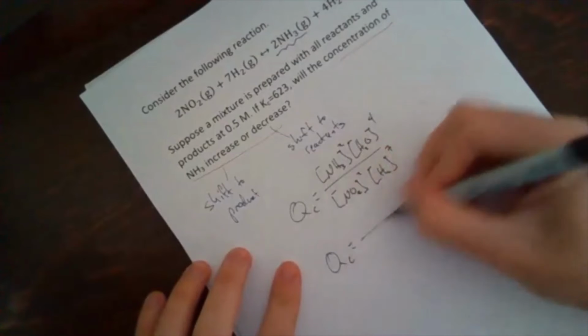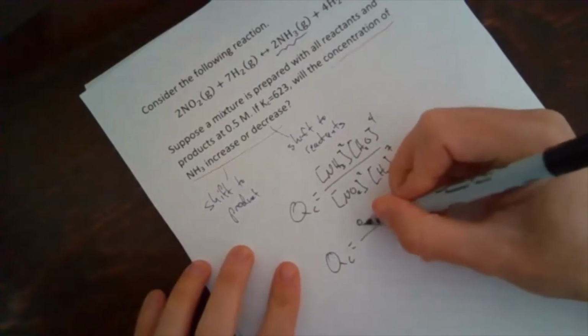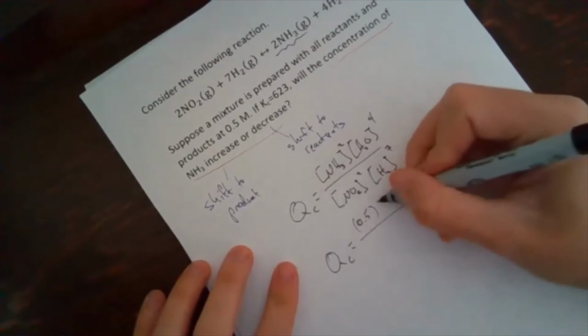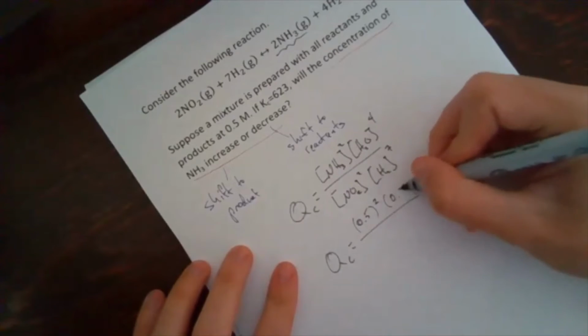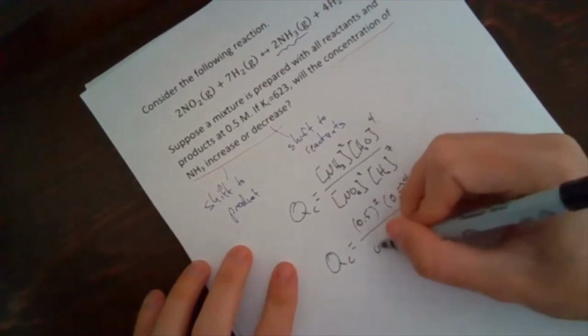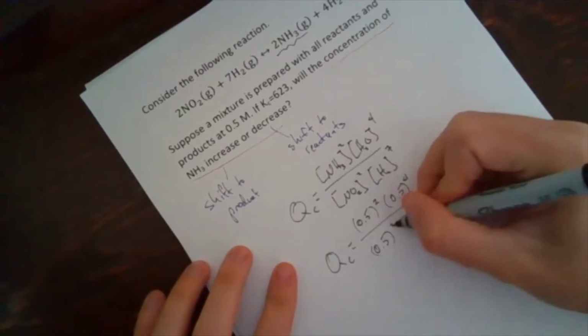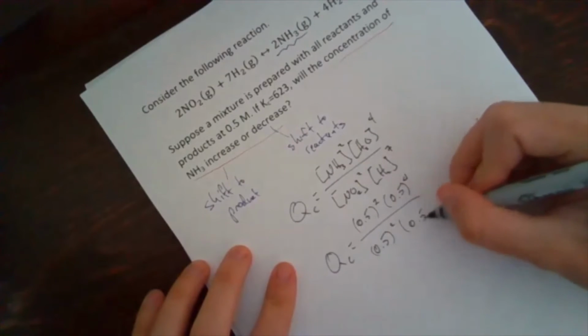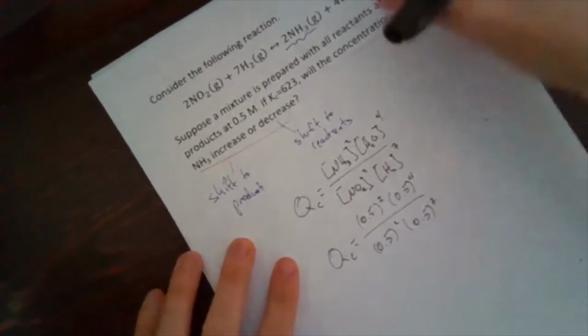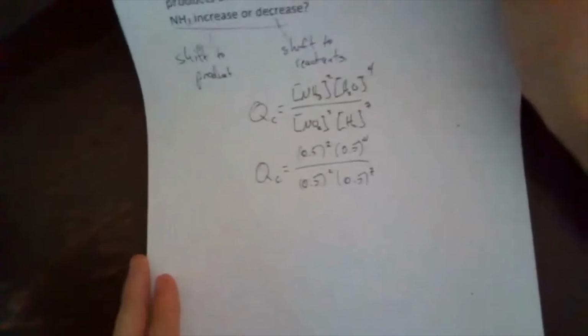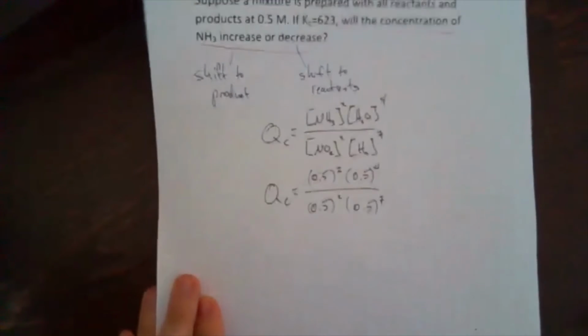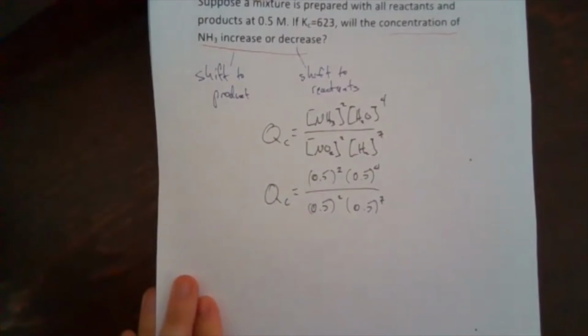QC is a dynamic value. QC can have any value based on just what's going on, what the mixture of reactants and products is. Everything is at 0.5 molar. So we can just go ahead and put all of them in. And then we're just going to get a number for QC. It's not like Kc, where it has a constant value for that temperature. It's just anything you want.